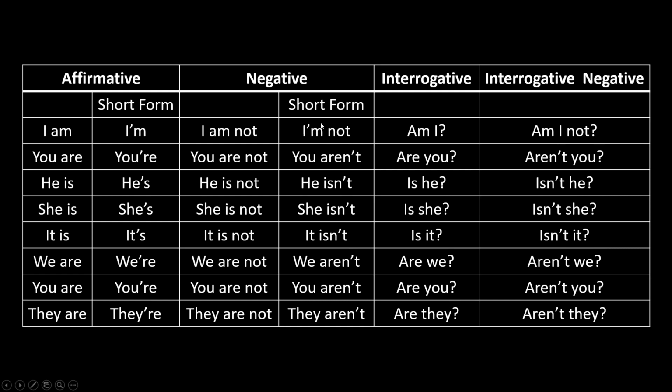Of course, we have the short form or contracted form. The first person, I'm not. So we have here, I am not. We put them together and then we just eliminate the first vowel and we put an apostrophe. I'm, okay? I'm not. You are not becomes you aren't. The abbreviation here happened when we put them together and we eliminated the vowel O. So aren't. Now he is not becomes he isn't.